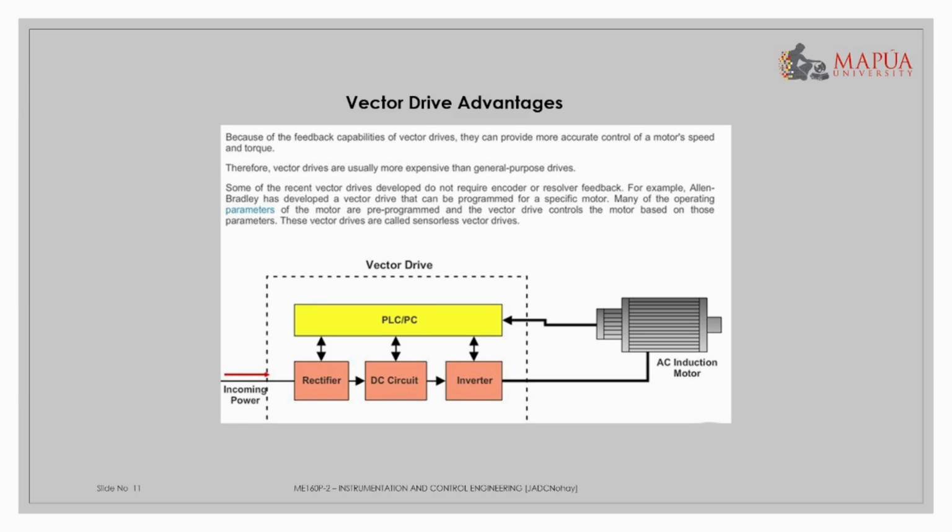Some of the recent vector drives do not require encoder or resolver feedback. For example, Allen Bradley has developed a vector drive that can be programmed for a specific motor. Many of the operation parameters of the motor are pre-programmed, and the vector drive controls the motor based on those parameters. These vector drives are called sensorless vector drives.